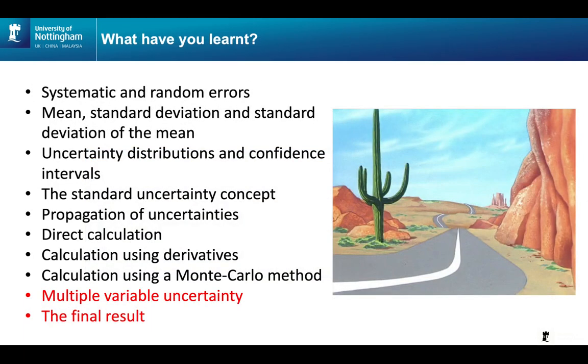So what have you learnt? Well, we've gone through how to deal with the various systematic and random errors that you get. We looked at the statistics, uncertainty distributions. We've now done confidence intervals, the standard uncertainty concept, how to propagate uncertainties, how to do that with multiple variables, and how to express that final result.